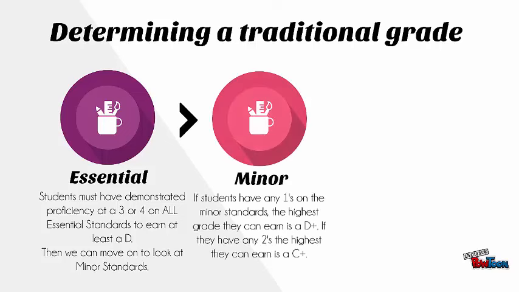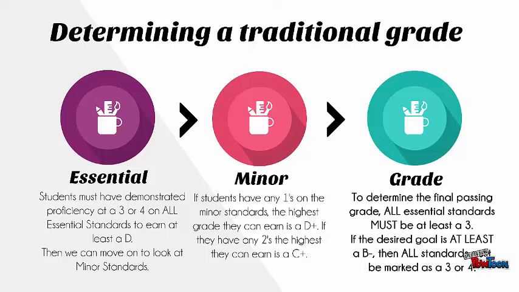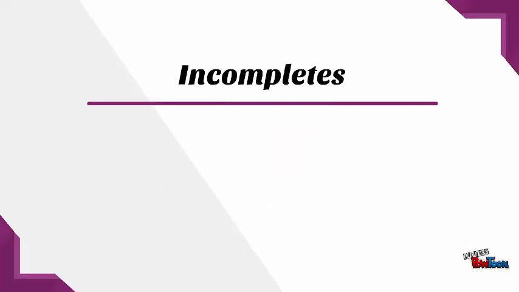Then we look at the minor standards. If students have any 1s, the highest grade they can earn is a D+. If they have any 2s, the highest they can get is a C+. But all of this is taken after the student has received 3s or 4s on all essential standards. Then if the desired goal is at least a B-, then all of the standards must be marked at a 3 or a 4. The numbers of 3s and 4s on your minors will determine whether or not you have an A or a B.